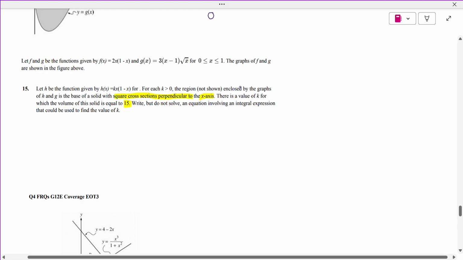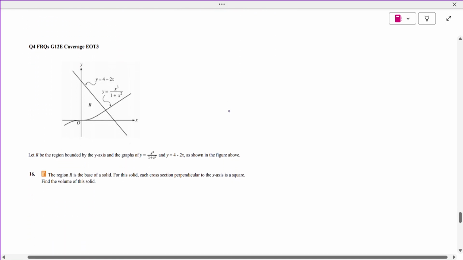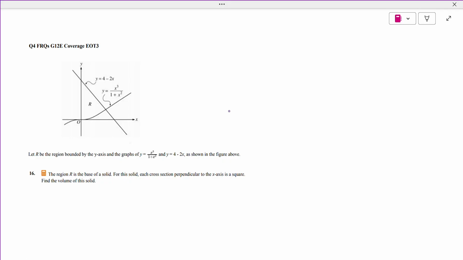Question 16 says, let R be the region bounded by the y-axis and the graphs of x cubed over 1 plus x squared and 4 minus 2x, as shown in the figure above. The region R is the base of a solid. Each cross section perpendicular to the x-axis is a square. So we are integrating from 0 to which value? We don't know, right? We are integrating from 0 to this number.